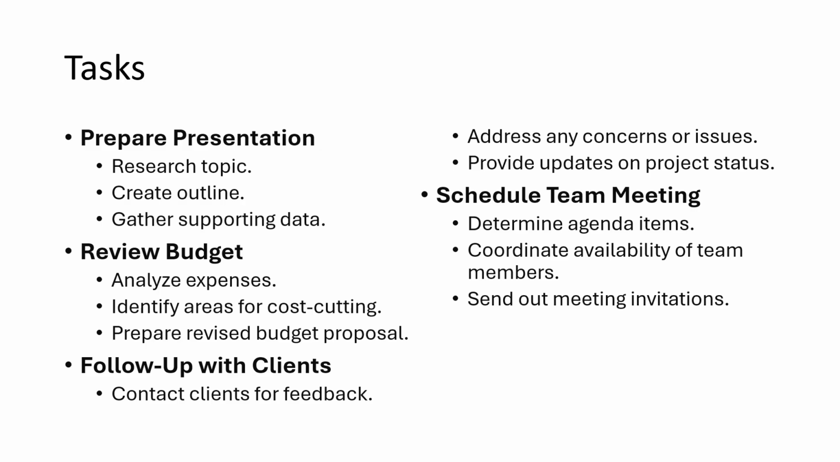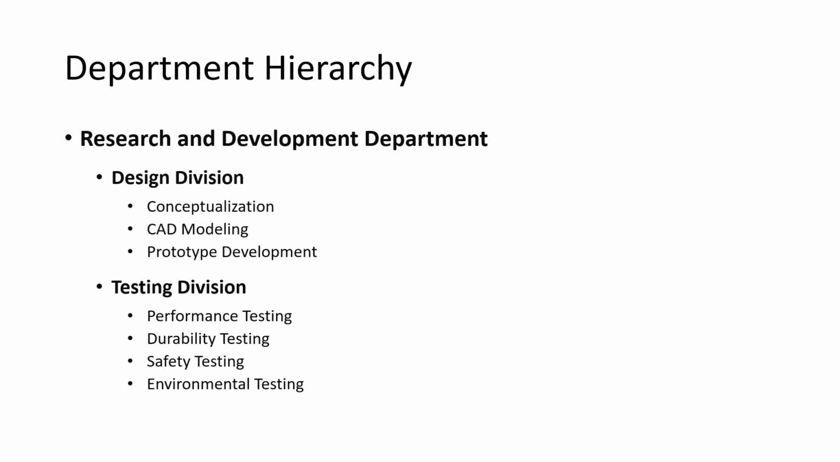So the third slide. Go to the next slide, third slide. The third slide should be arranged like this. Research and Development Department at the first level. Below that, Design Division. Below that, Conceptualization, CAD Modeling, Prototype Development. That's sub level, 3 levels. Testing Division. Below that, 4 levels.